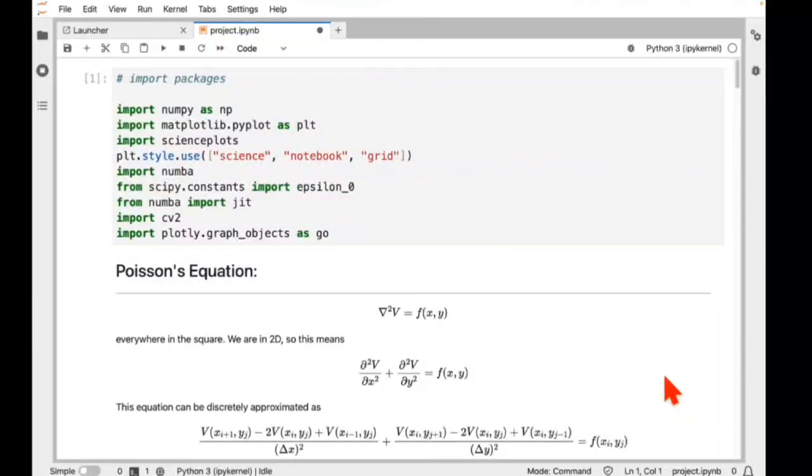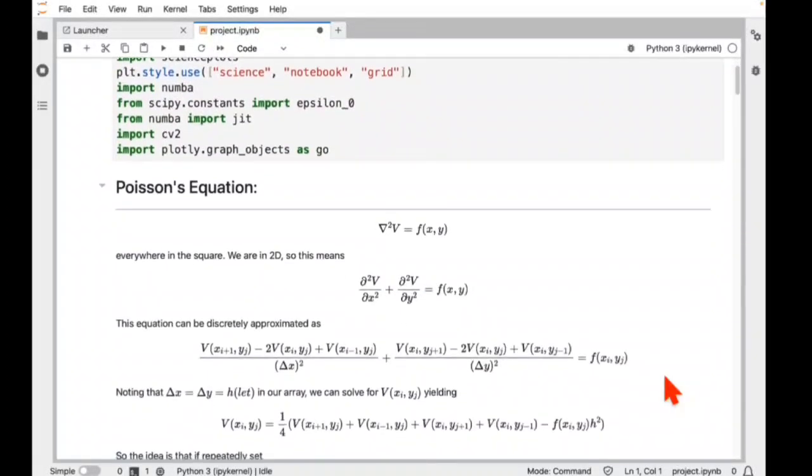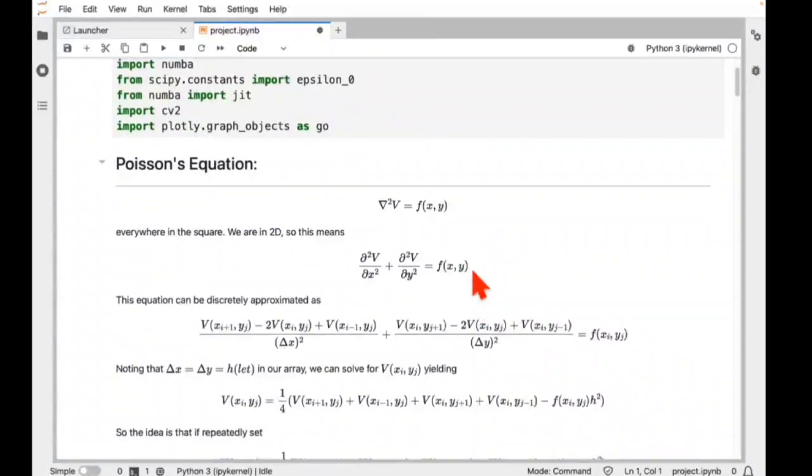To solve this problem computationally, we will be solving Poisson's equation. Poisson's equation takes the following form: the Laplacian of V is equal to some function of x and y. To discretize the continuous form of this equation, we will be using the finite difference method to get an equation like this. Here, the indices i and j represent the point xi and yj. Considering the differences delta x and delta y to be very small, we can equate them to h, which is a quantity which is very small.